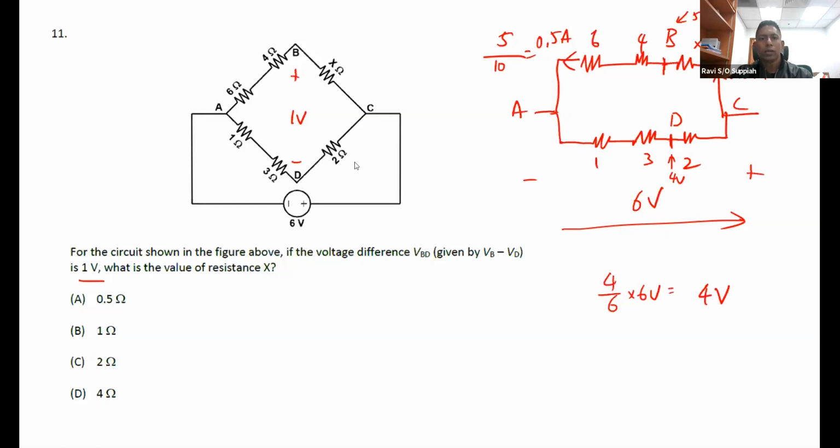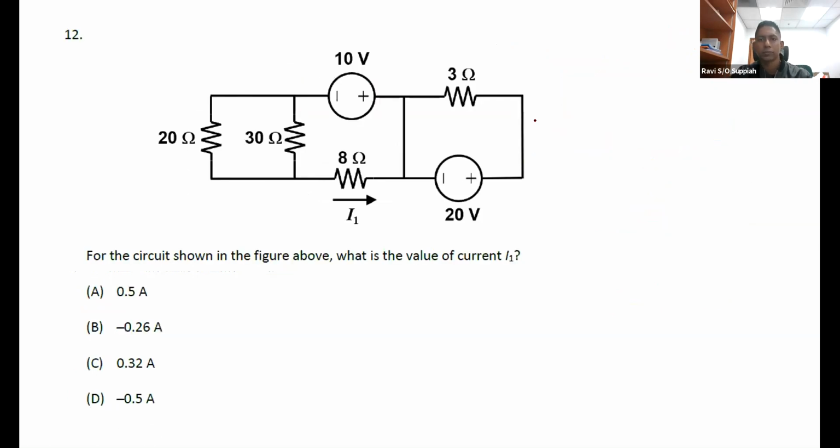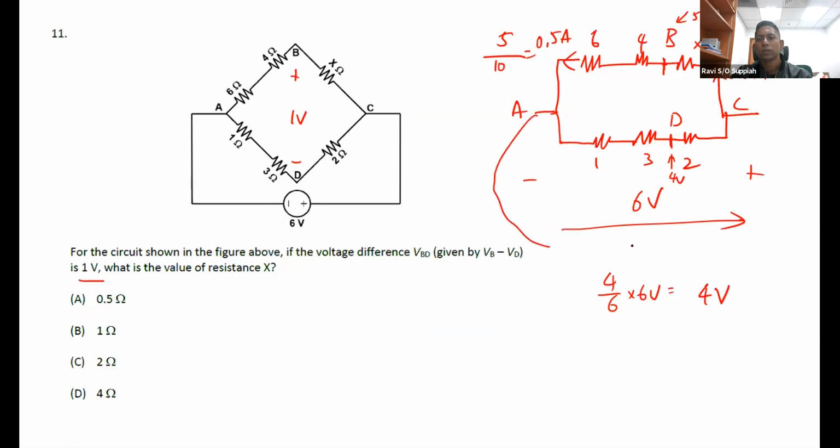Okay, so this 6 volts, like I said, if you look at the whole circuit, it looks like this. That means the full 6 volts of the battery supply appears across two parallel branches, AC this way and AC the other way. So the voltage drop across 1, 3, and 2 adds up to 6 volts. The voltage drop across 6, 4, and X also adds up to 6 volts. They are both parallel, and there is no other component here and here. That means the full 6 volts appears across these three resistors and across these three resistors.